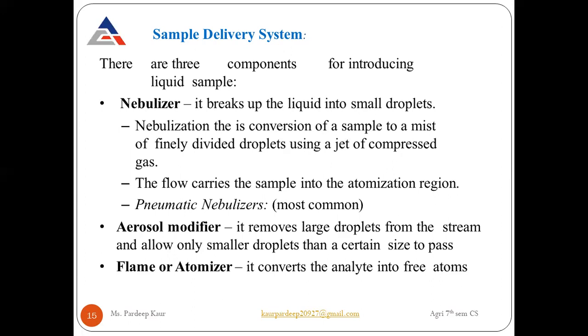Next is aerosol modifier. The main function of aerosol modifier is to remove large droplets from the stream and allow only droplets smaller than a certain size to pass. Next is flame or atomizer. So what is the function of flame and atomizer? It converts the analyte into free atoms.